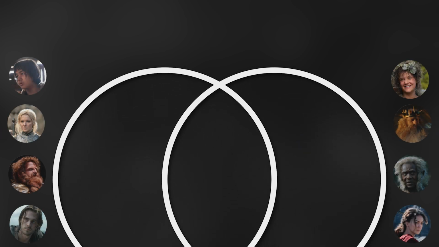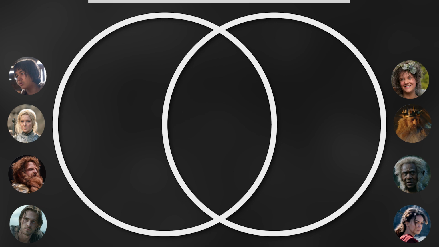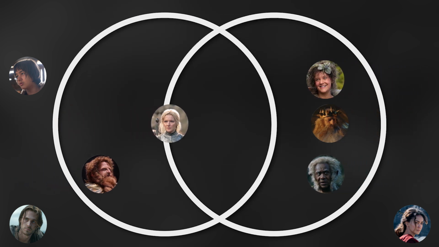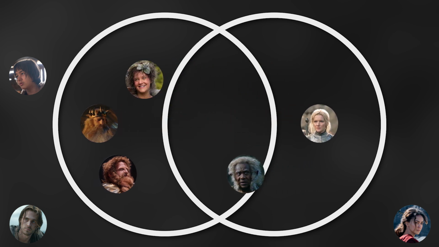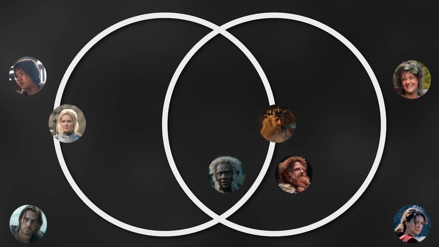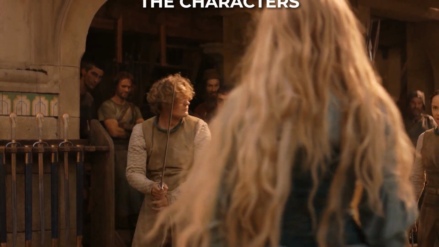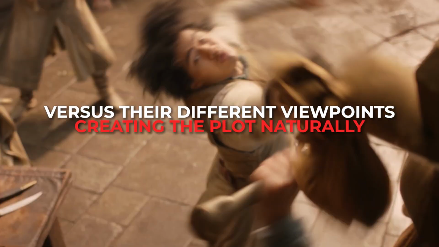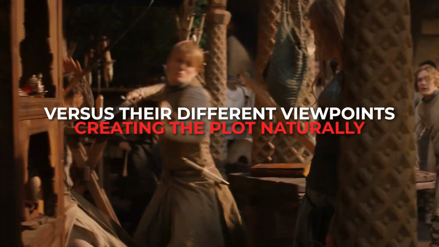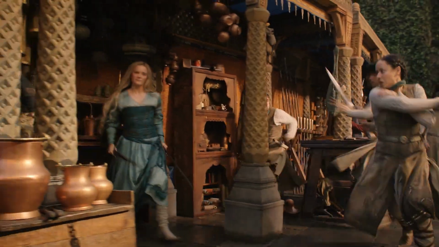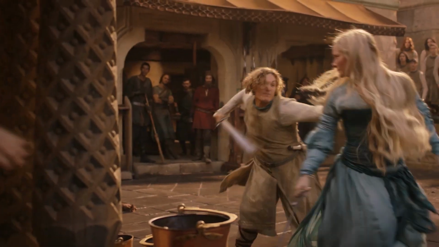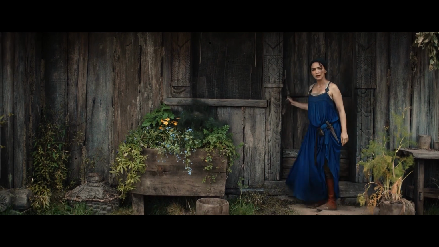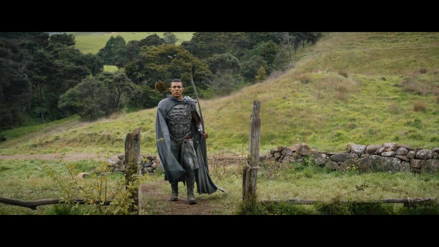When looking at the character web of the Rings of Power characters, there's no unifying focus between them. It's difficult to place the ensemble of characters into a viewpoint, as they're not built through a thematic argument strongly enough. As a result, the plot happens to the characters during the show versus their different viewpoints creating the plot naturally. There's no through line that can be used to explain why the characters exist in the story, and essentially, there isn't a purpose as to why one character should get more screen time than another.